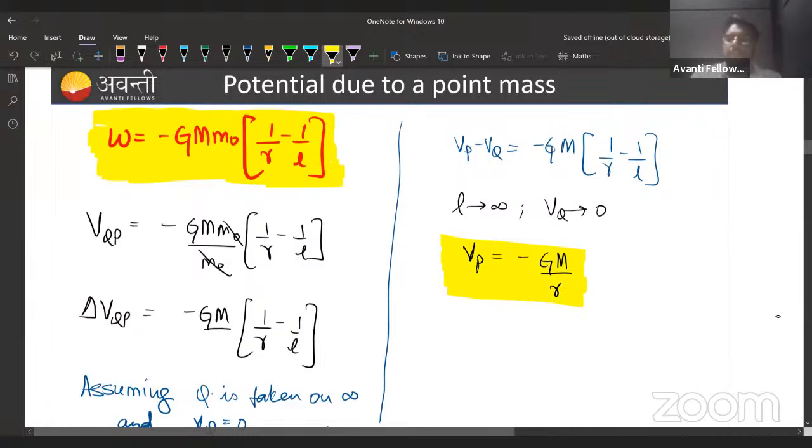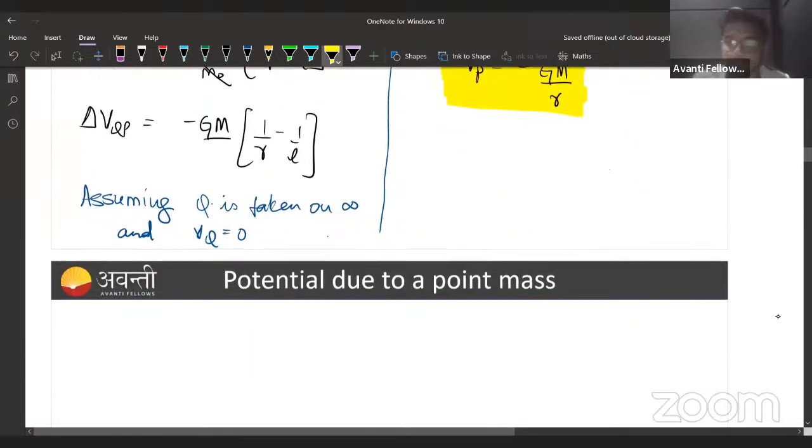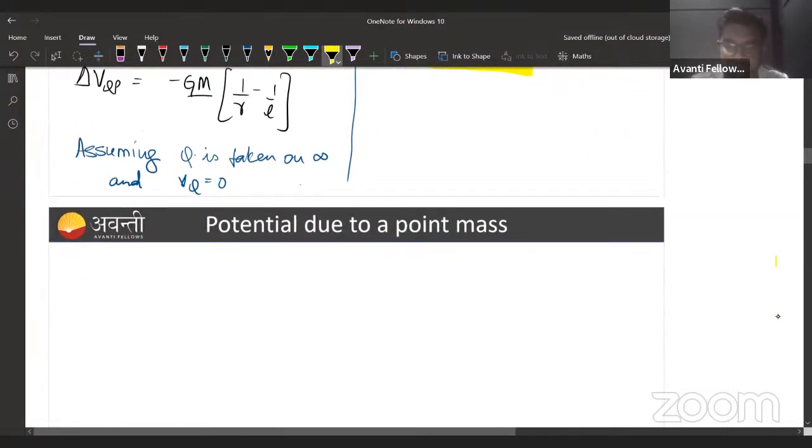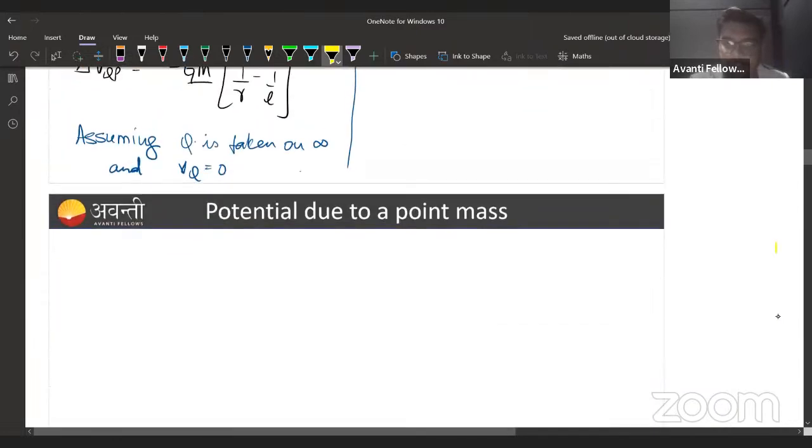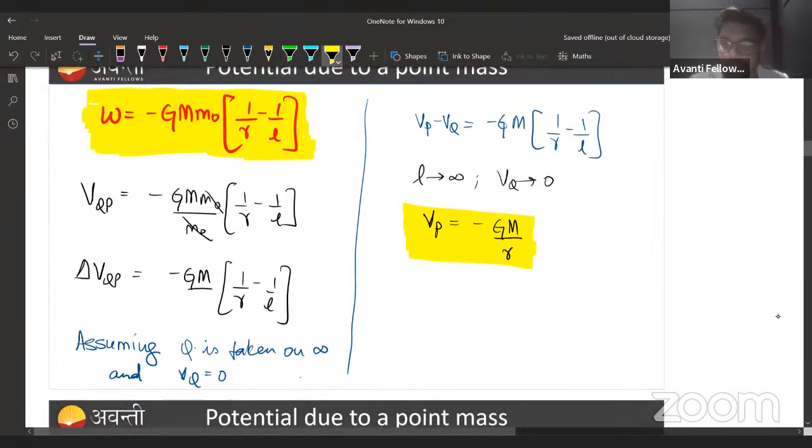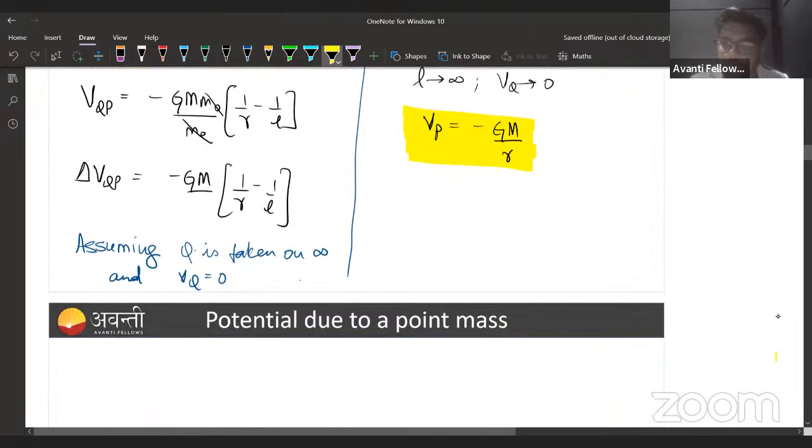Is that clear? Can you guys tell me? How did we calculate potential at a particular point? If someone asks to calculate potential at a particular point, what you have to think first in your mind is that we can't calculate potential at a particular point alone. We have to take the other point as infinity.